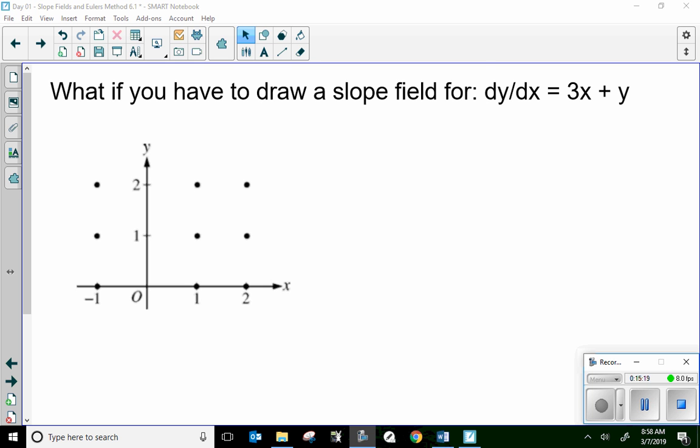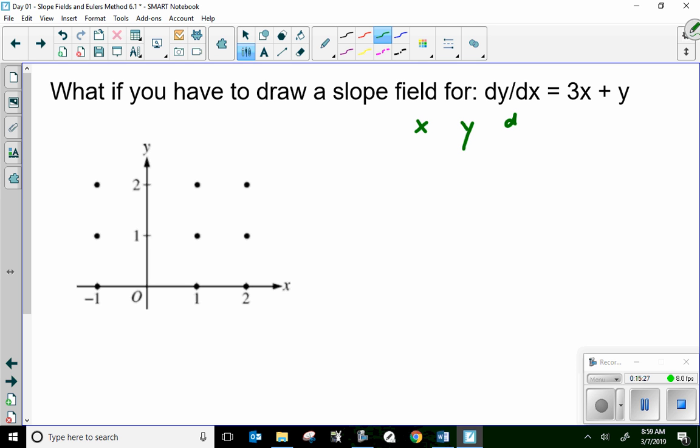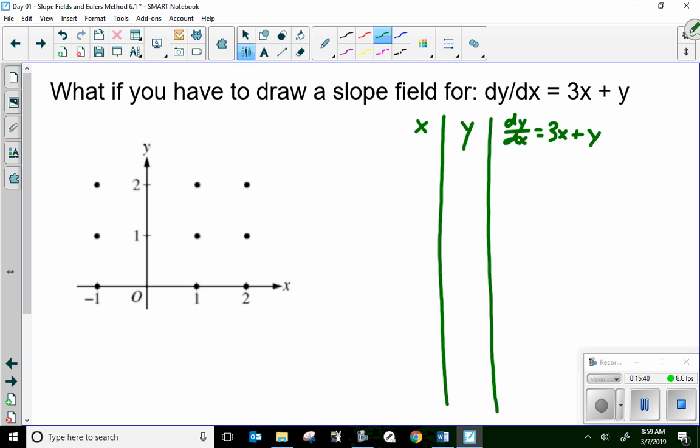So the first thing I'm going to do is make a table. Here's my x's, here's my y's, and then here's my slope, dy/dx, and that equals 3x + y. Go all the way down like this, and we'll go over once because we can. Now I see 9 dots here.